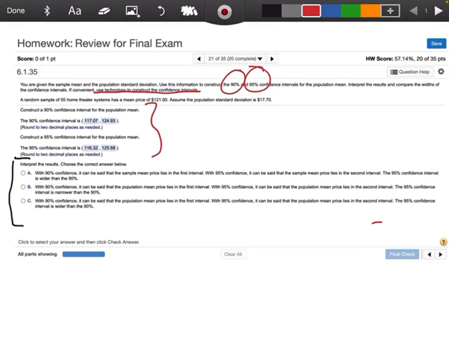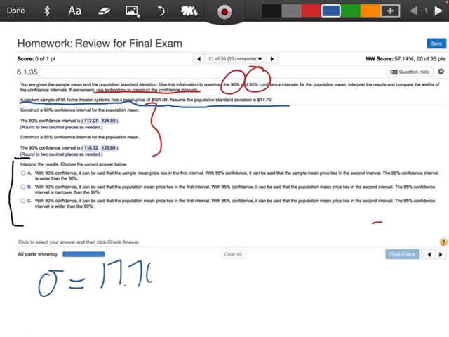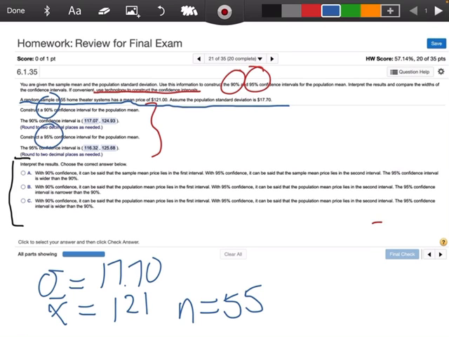When I look at the first part here, it says a random sample of 55 home theater systems has a mean price of 121 and a population standard deviation of 1770. Okay, so the first thing I'm going to do, I'm going to say my population standard deviation, my sigma, is 1770. My X bar, the mean price, is 121, and our sample size is 55. I'm going to do this both for a 90% and a 95% confidence interval.